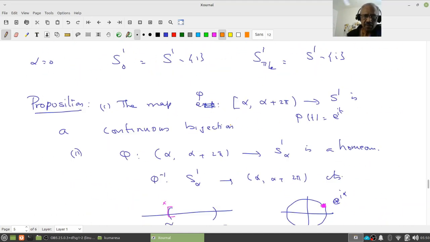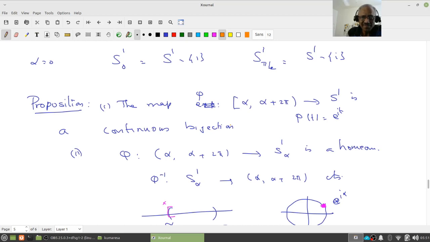What have we proved? Let us look at the map phi from alpha to alpha plus 2 pi to S1 given by phi of t equal to e power i t. This is a continuous bijection. Since it's a bijection, I can always find an inverse map, phi inverse, that is clear, right? But phi inverse will be mapped from where to where? S1 to the interval, closed at alpha, open at alpha plus 2 pi. Can phi inverse be continuous?